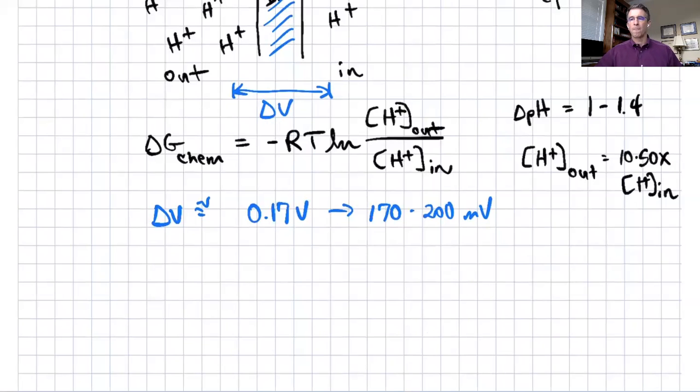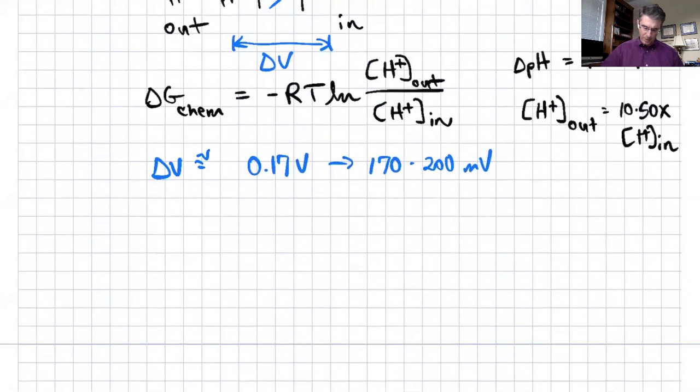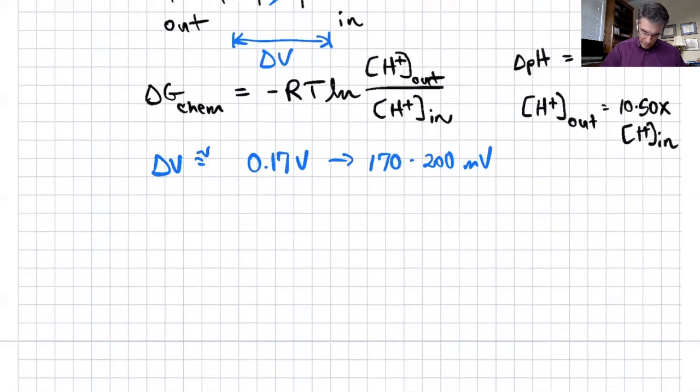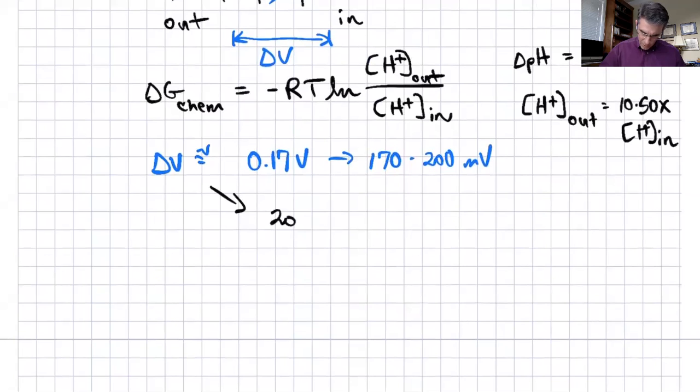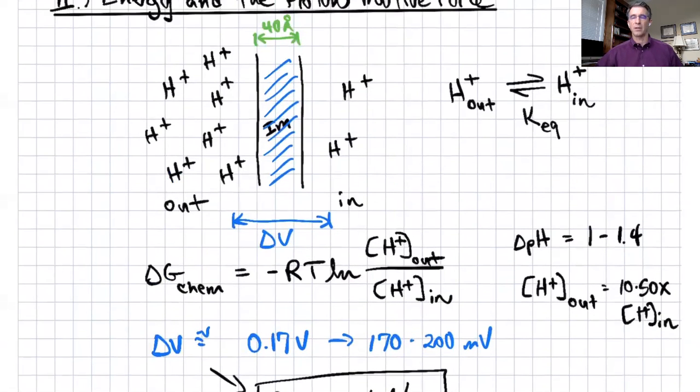a charge density of the electrostatic field across the inner mitochondrial membrane of somewhere in the range of 200 to 400 kilovolts per centimeter, right? That's a lot, right? That is a big old electrostatic field. There is a big electrostatic separation across that relatively small distance, given the amount of charge separation over that small gap, right? So the idea is that's what we have to work with.